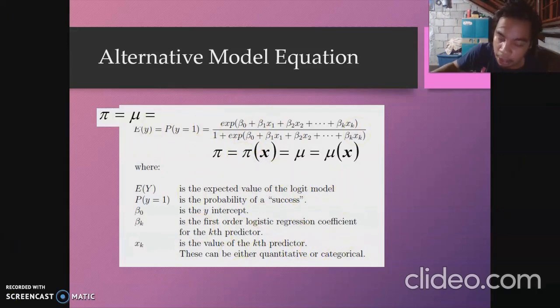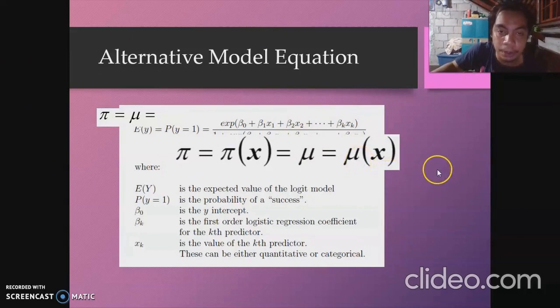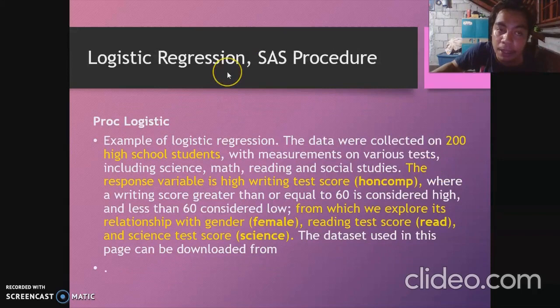So, you can use either the linear regression model or this alternative model equation. Now, there is an analysis where we can use this logistic regression. Okay? So, in our sample, there are 200 high school students with measurements of various tests including science, math, reading, and social studies.